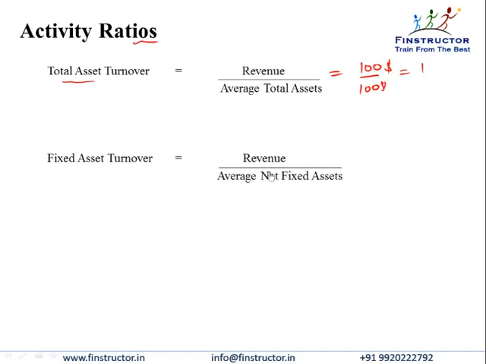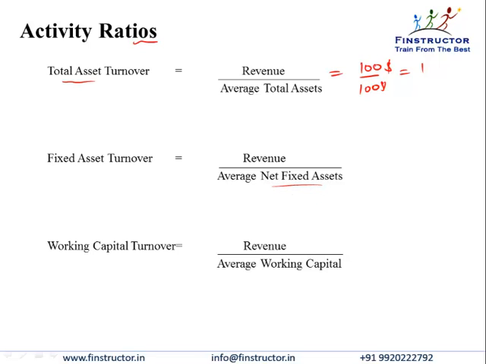Fixed asset turnover correspondingly is given as revenue upon average net fixed assets. So how much sales are we doing for the amount of fixed assets that we have employed? Working capital turnover would be the revenue upon the average working capital, which is the current assets minus the current liabilities. Tells us that what revenue are we making for the investment in working capital that needs to be done.